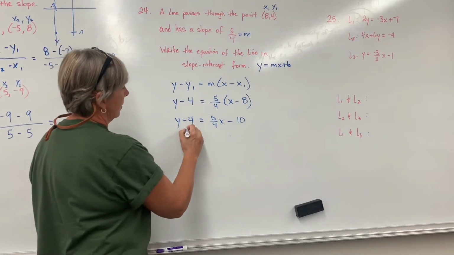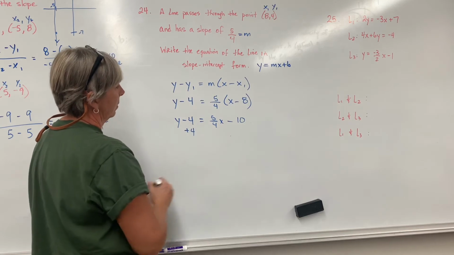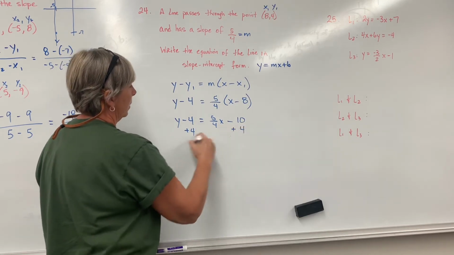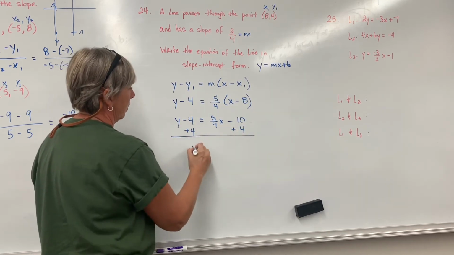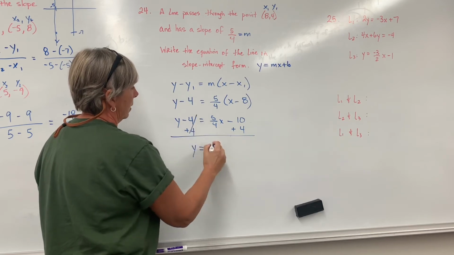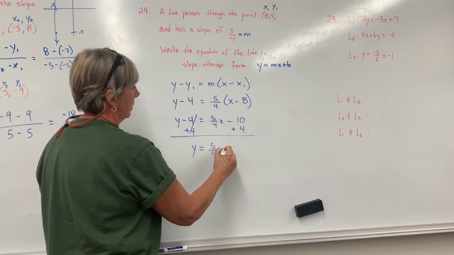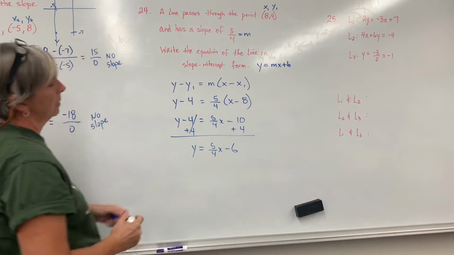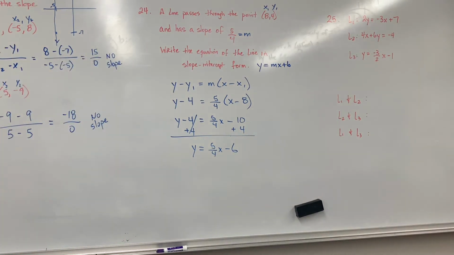So my last step then to get it in slope-intercept form is to add 4 so that I can get y by itself. So I get y equals 5/4 x minus 6. And that's the answer, that's how they want it.